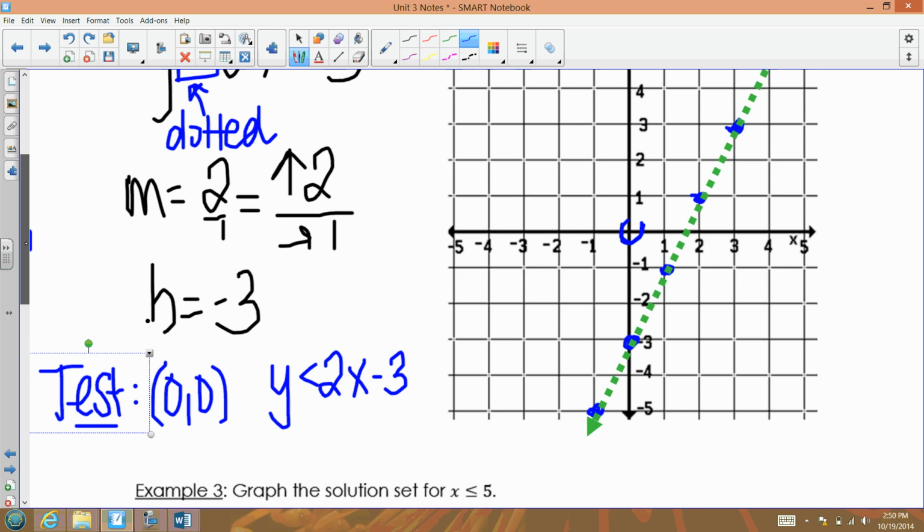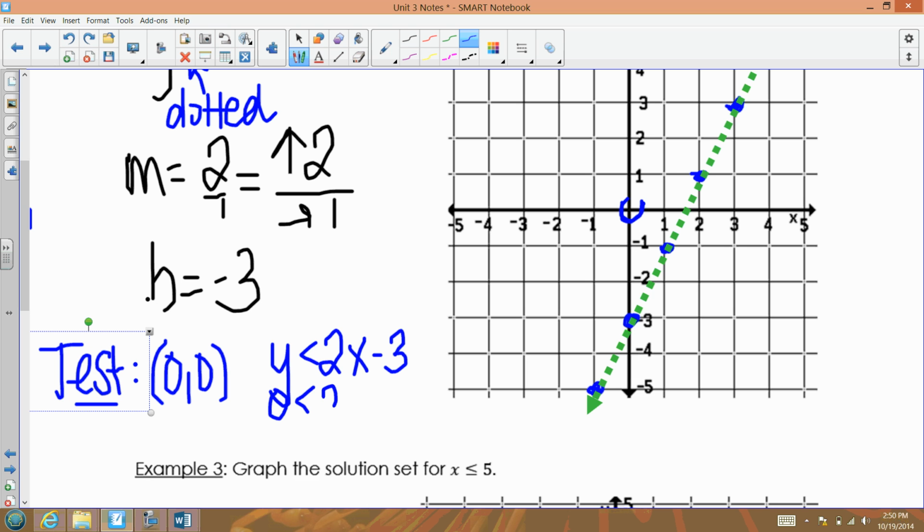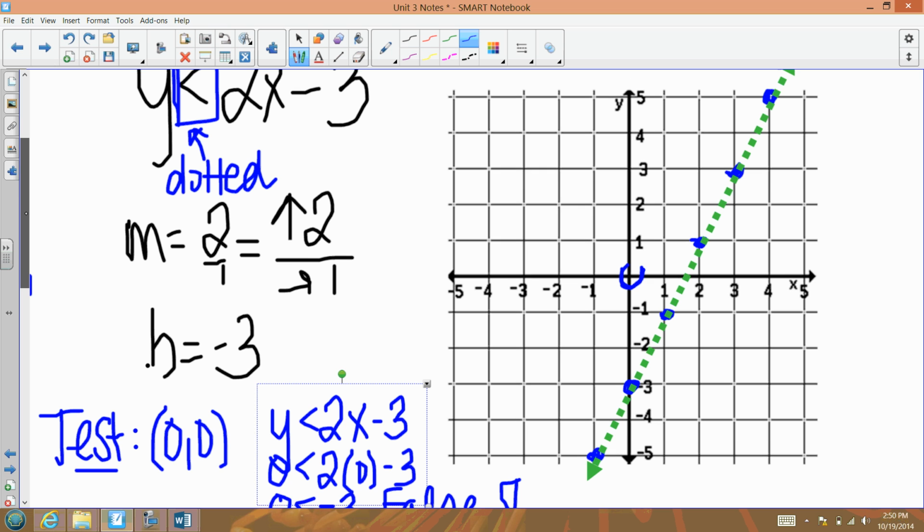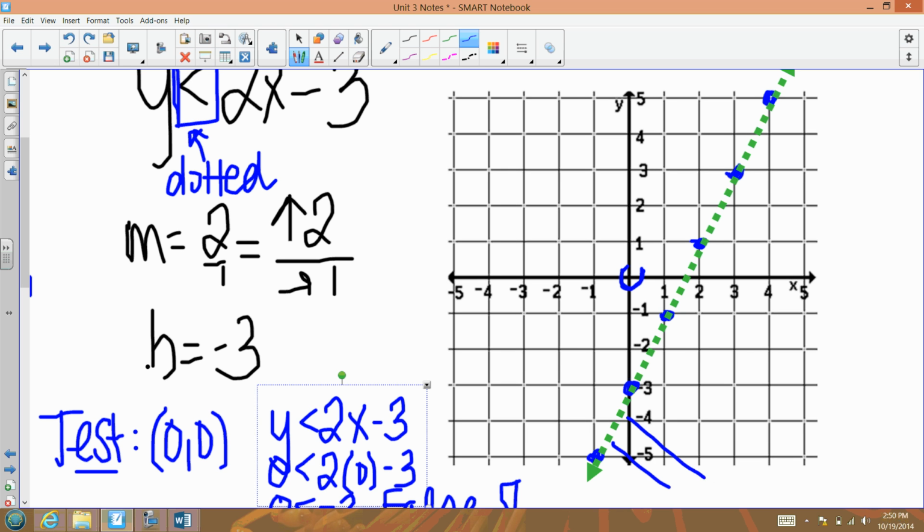So let's go ahead and plug in. So I have 0 less than 2 times 0 minus 3. This is saying 0 is less than negative 3, which is not true. So this is false. So that means my shading is going to go the opposite way. So it's going to go away from the origin because the origin does not satisfy the inequality.